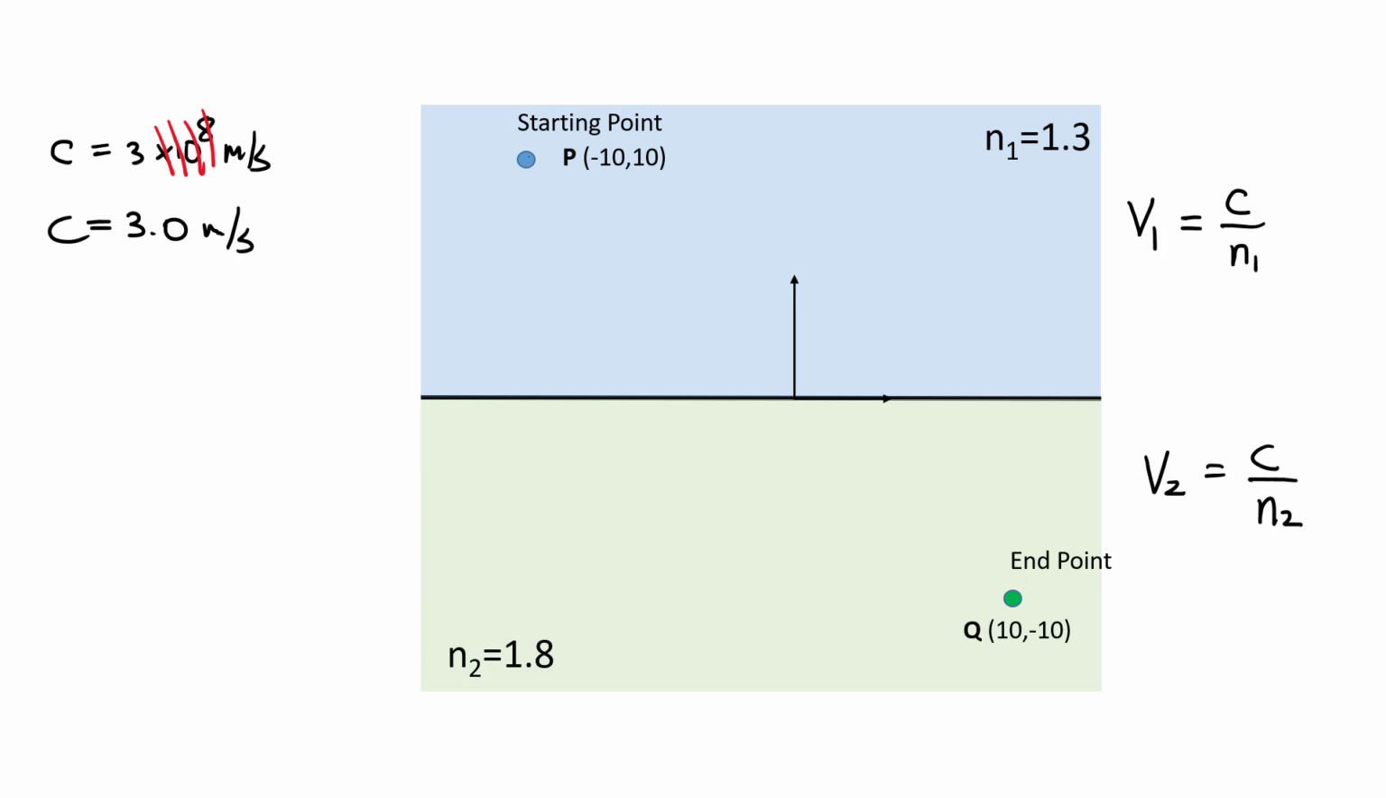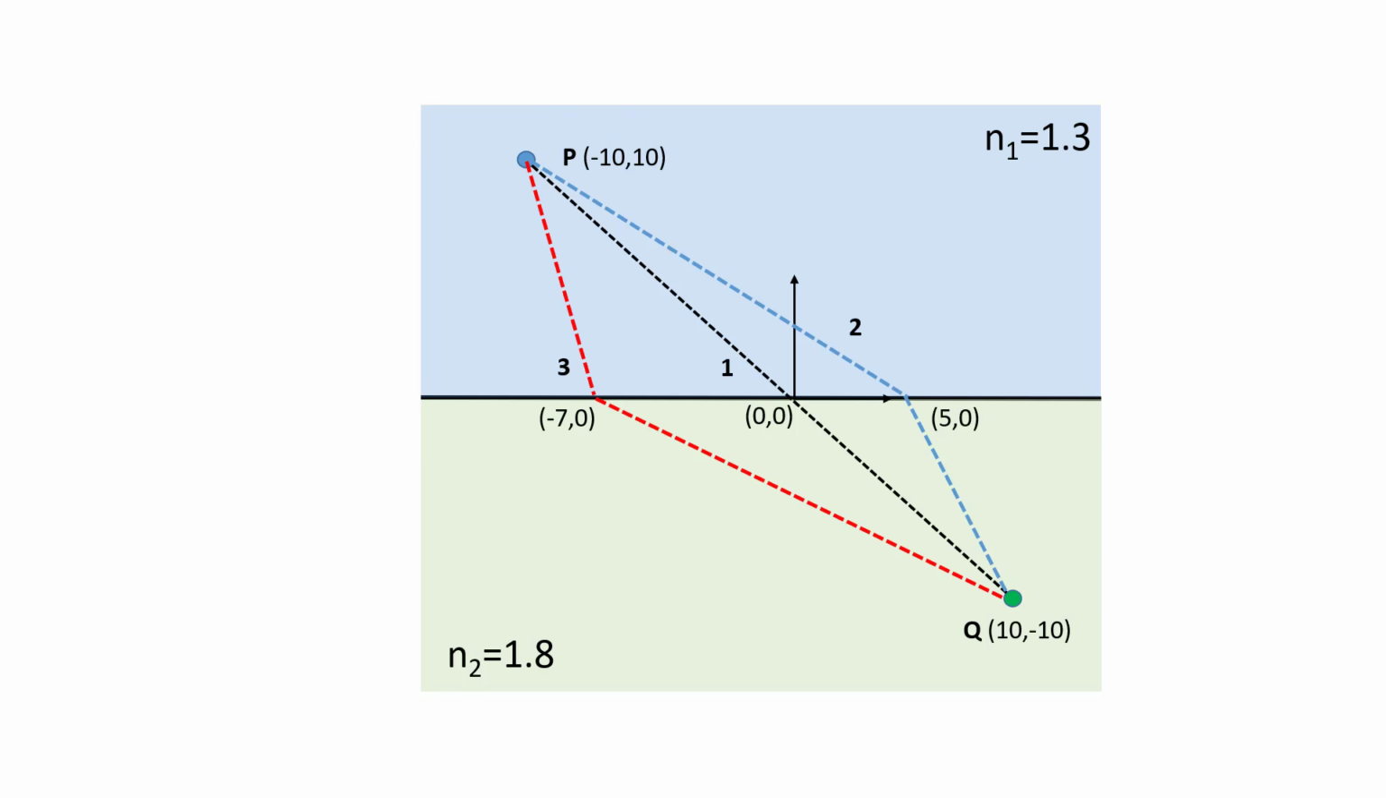Okay, now the next thing I want to consider, let me show you 3 different paths that start at point P and end at point Q. All right, here's 3 different paths. The path labeled 1 goes right through the center. The path labeled 2 spends more, right? The distance, at least in medium 1, is longer and has a shorter distance, at least in medium 2. Okay, and look at path 3. Path 3, the distance that it would propagate in medium 1 is short, however, larger distance in medium 2.